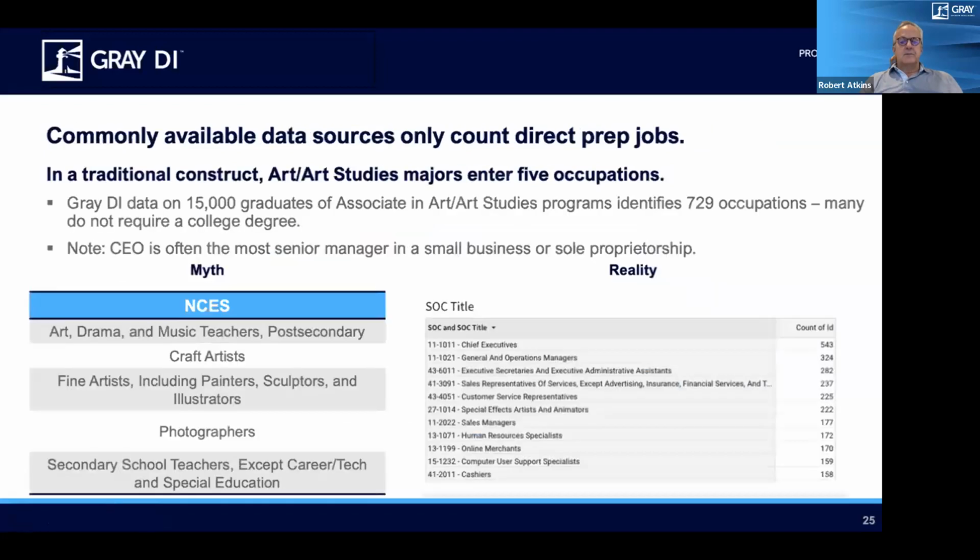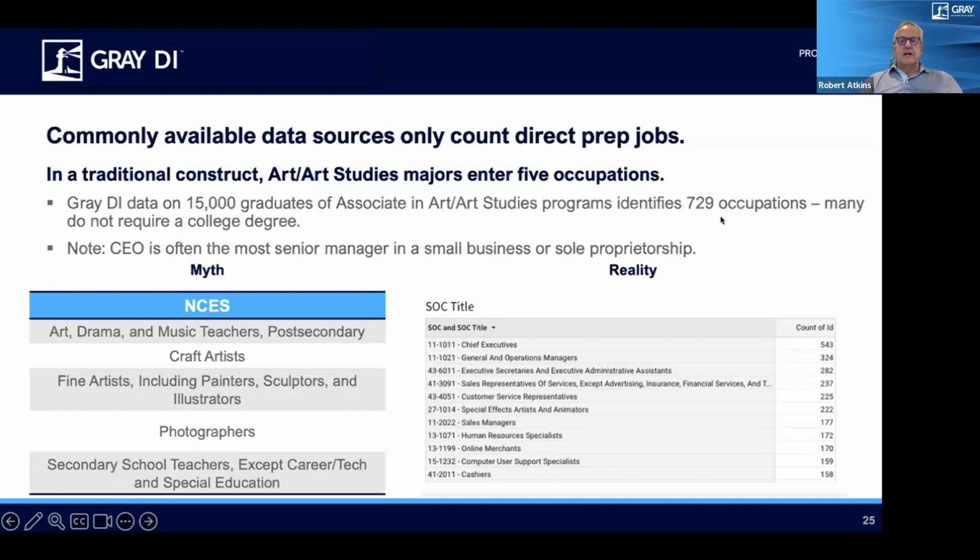Well, how big is the difference? If we look at a program like art studies, the direct prep jobs number five. This comes from the National Center for Education Statistics crosswalk. They are art, drama, and music teachers, postsecondary; craft artists; fine artists; photographers; and secondary school teachers, except career and technical and special education. Now, in reality, these majors go into 729 different occupations. So they can find work in a lot of different areas.